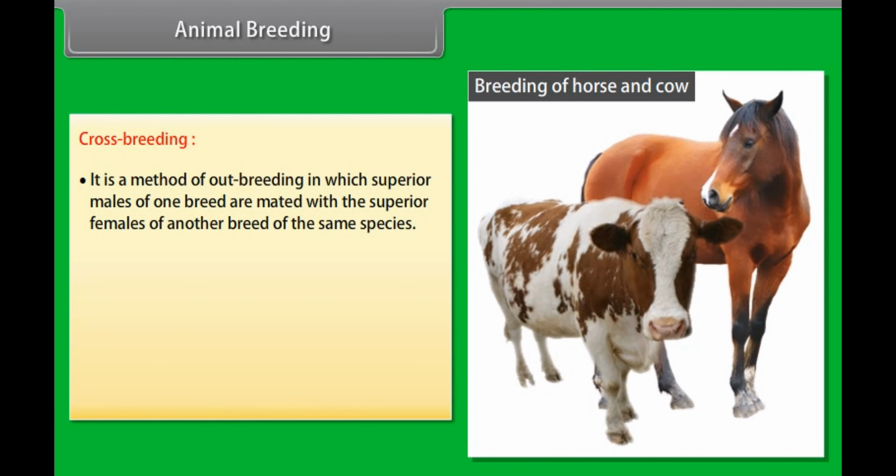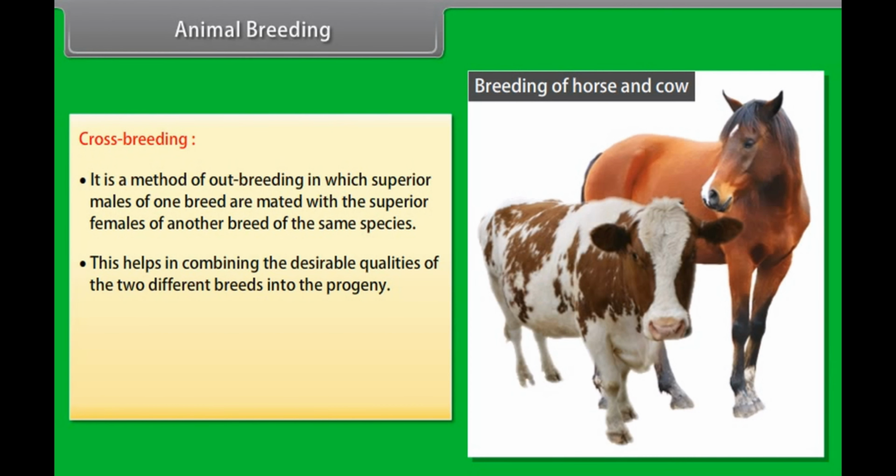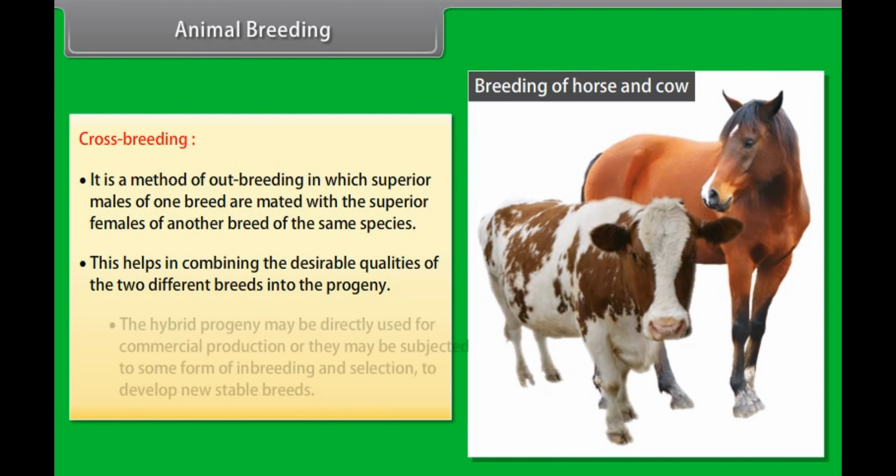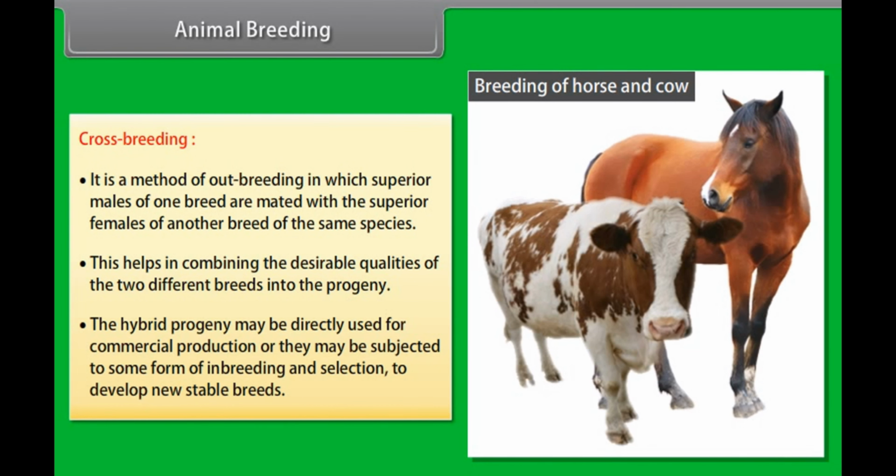Crossbreeding. It is a method of outbreeding in which superior males of one breed are mated with the superior females of another breed of the same species. This helps in combining the desirable qualities of the two different breeds into the progeny. The hybrid progeny may be directly used for commercial production, or they may be subjected to some form of inbreeding and selection to develop new stable breeds. One example of crossbreeding is Hisardale, a new breed of sheep developed by crossing Bikaneri Ewes and Merino Rams.